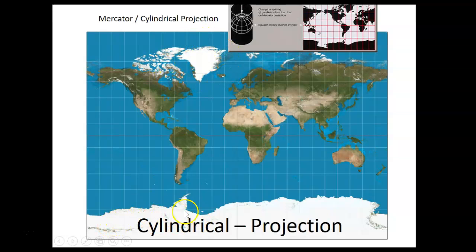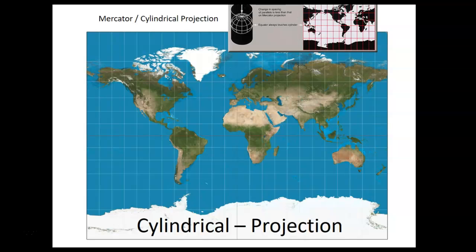And then look at the poles. There's a lot of distortion down here at the South Pole, and you can't even really see the North Pole up here. But that's not really the focus of this map. The focus of this map was that they were trying to draw it for sailing and conquering. So the Mercator cylindrical projection, that's your first one, and I'll review these in a second.